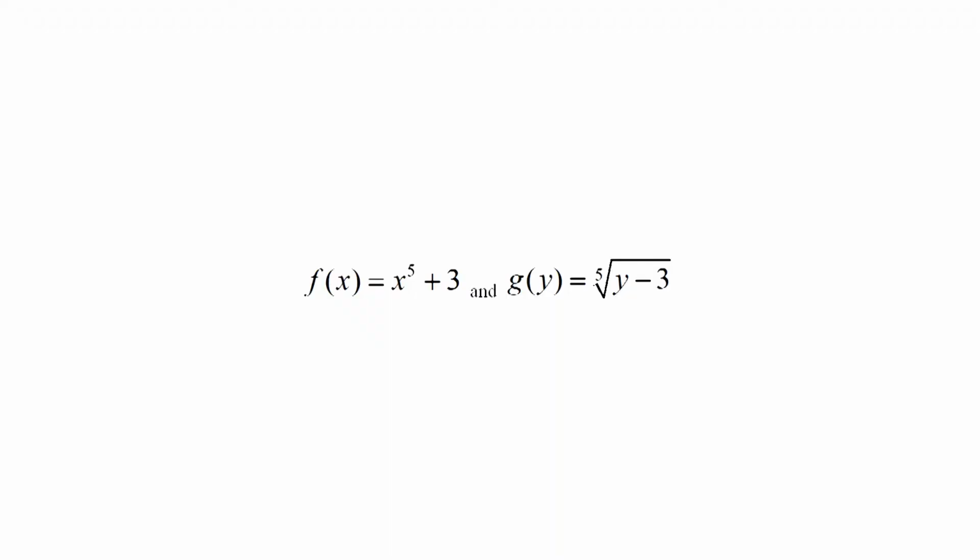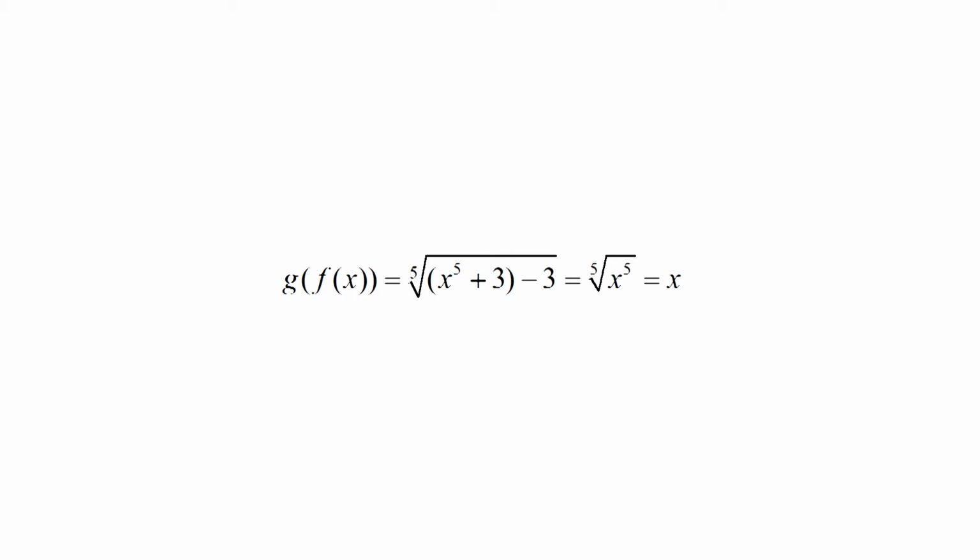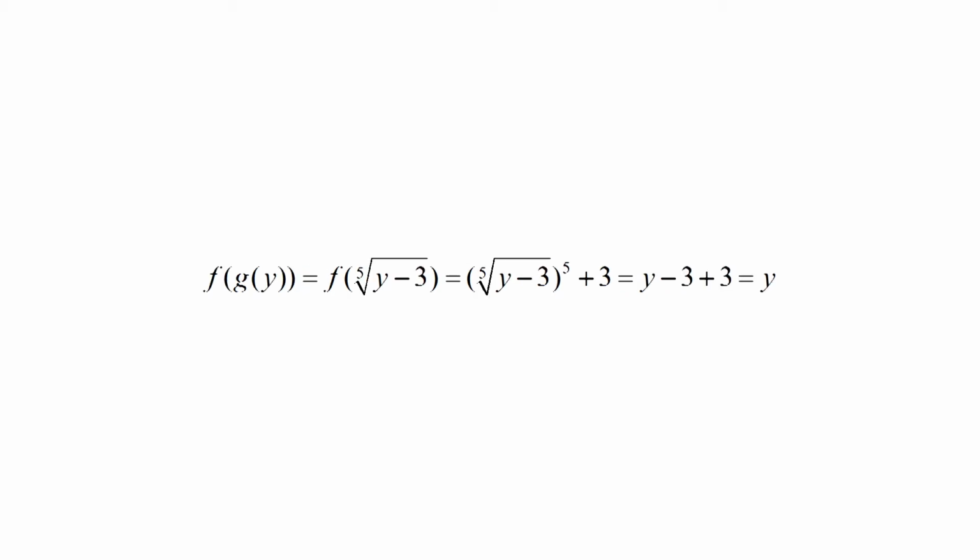For example, the functions f of x equal to x raised to 5 plus 3 and g of y equal to fifth root of y minus 3 are inverse of each other, because g of f of x equal to fifth root of x raised to 5 plus 3 minus 3 equal to fifth root of x raised to 5 equal to x for every x in the domain of f. F of g of y equal to f of fifth root of y minus 3 equal to all raised to 5 of fifth root of y minus 3 plus 3 equal to y minus 3 plus 3 equal to y for every y in the domain of g.